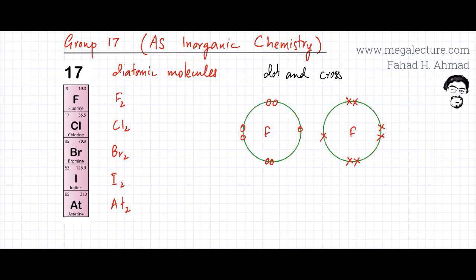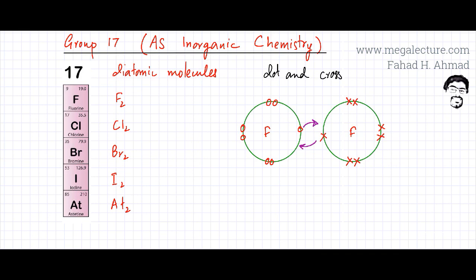We'll also quickly go over the dot and cross diagrams. All Group 17 elements have 7 valence electrons. Looking at the fluorine atom over here, there are 7 electrons in its valence shell, and it needs 1 electron. So it's going to try and attract 1 electron from the other fluorine atom. The other fluorine atom also has 1, 2, 3, 4, 5, 6, and 7 electrons, so it needs 1 electron too.